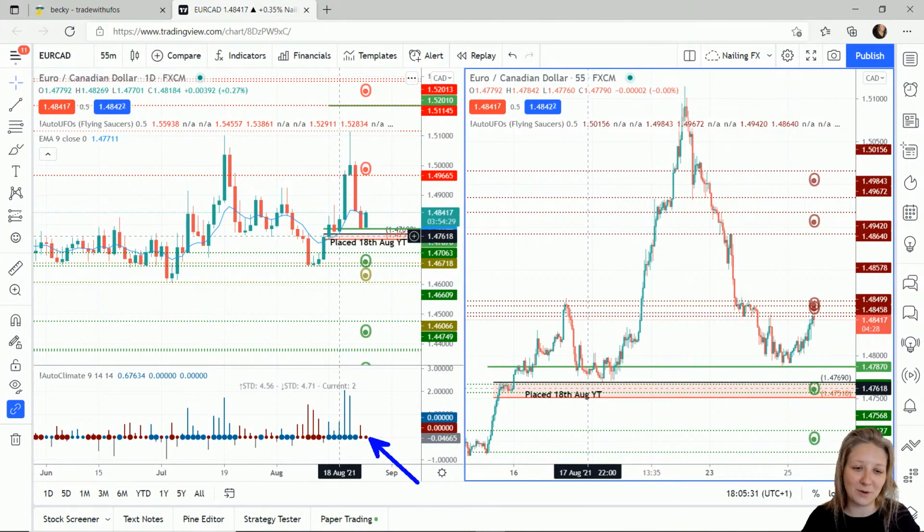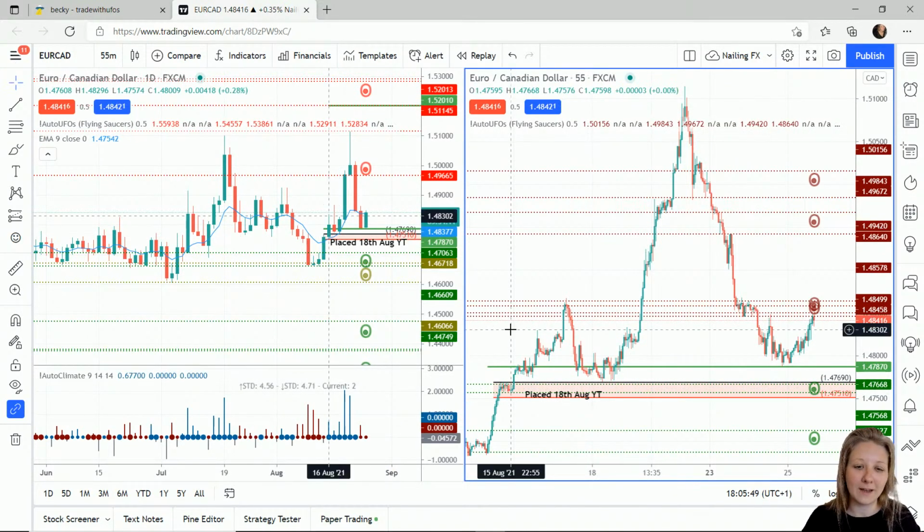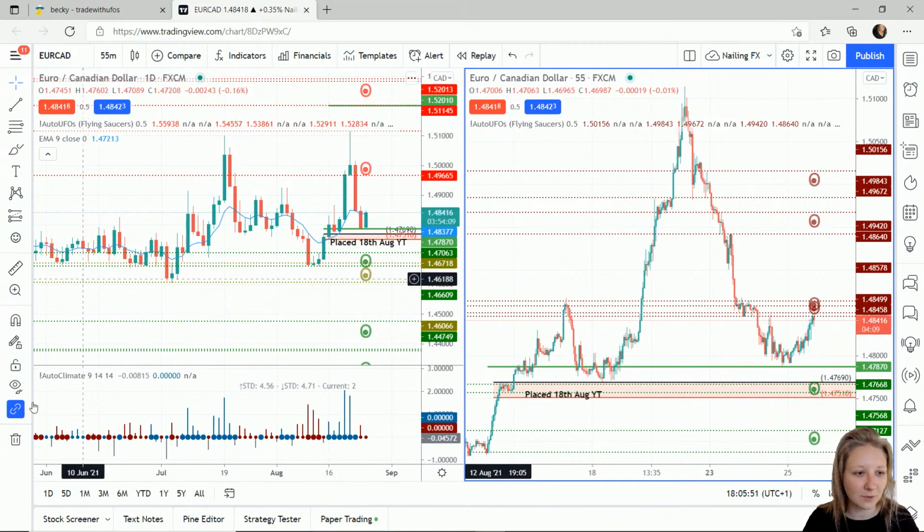Would have been a good trade if we'd got in, but we would have missed entry, and now we would be cancelling this trade. So I'm just going to take that off. In fact, I'll leave it there for now.